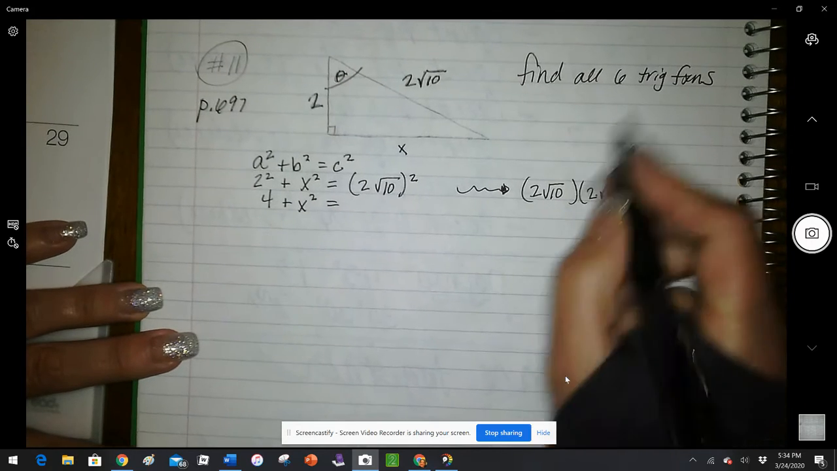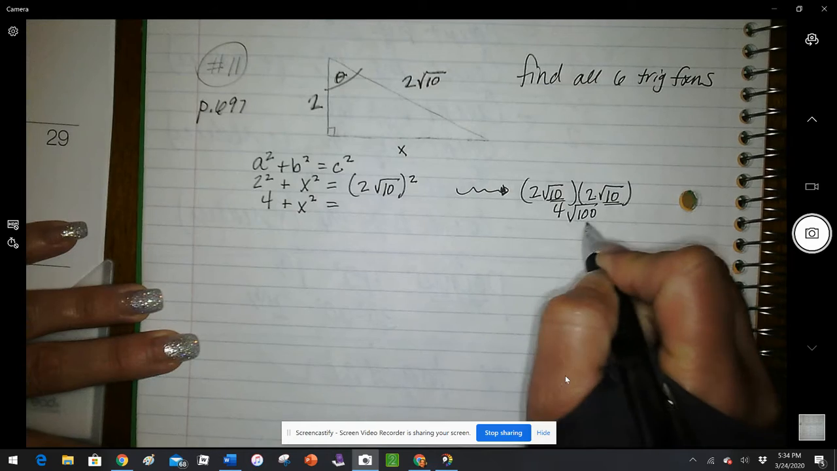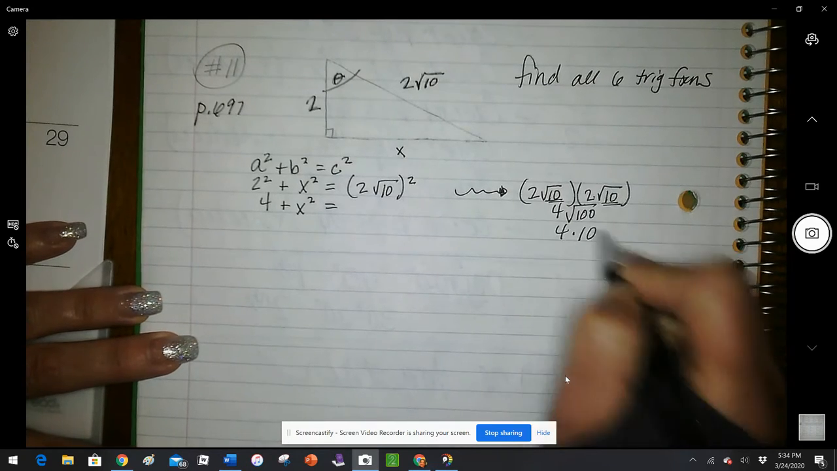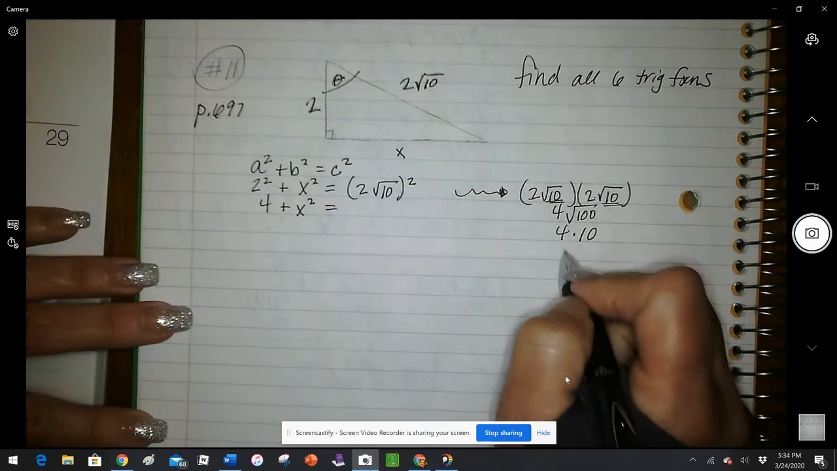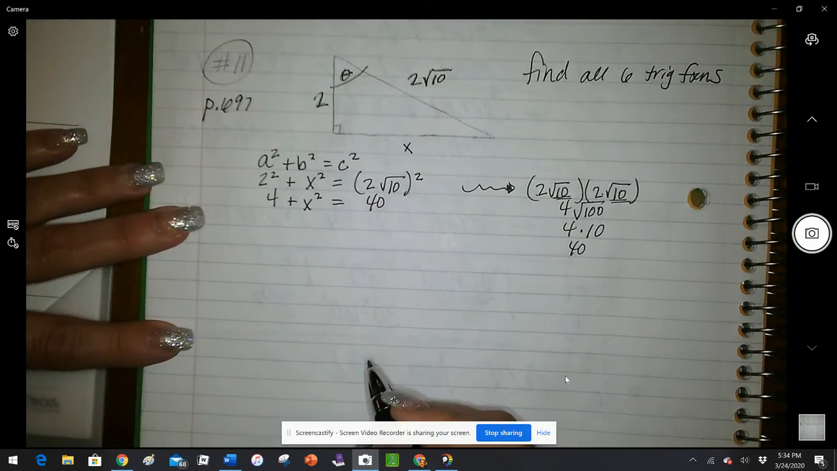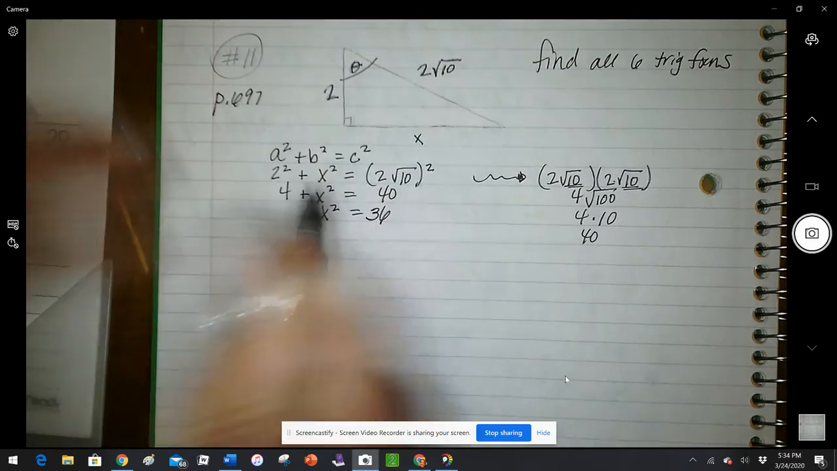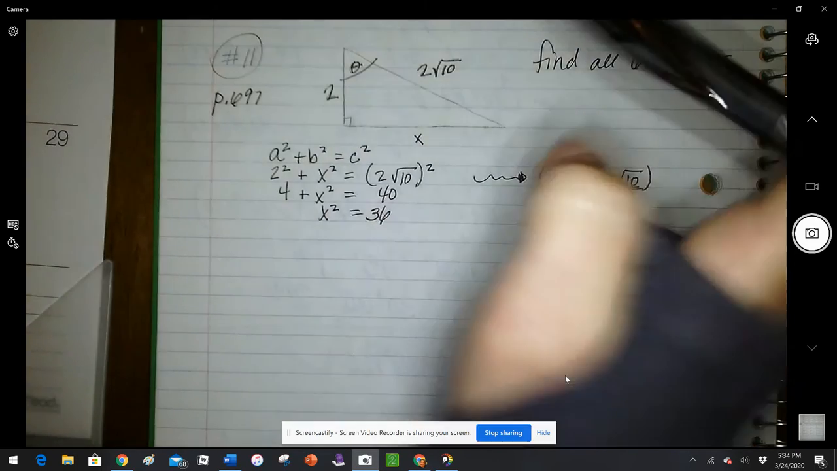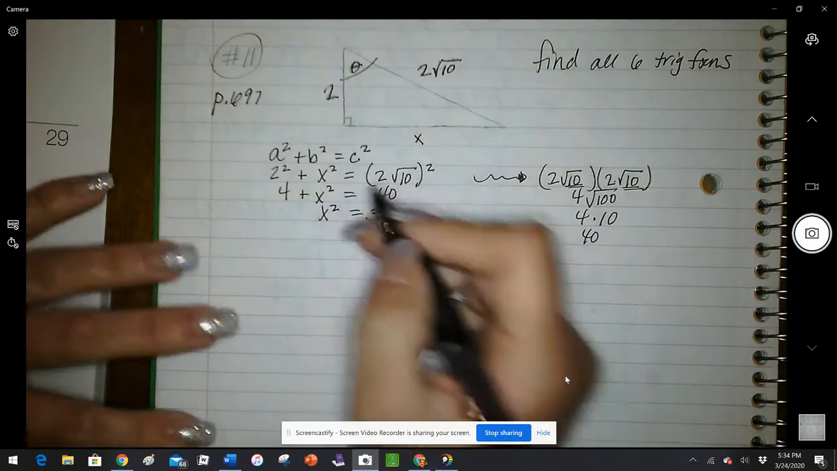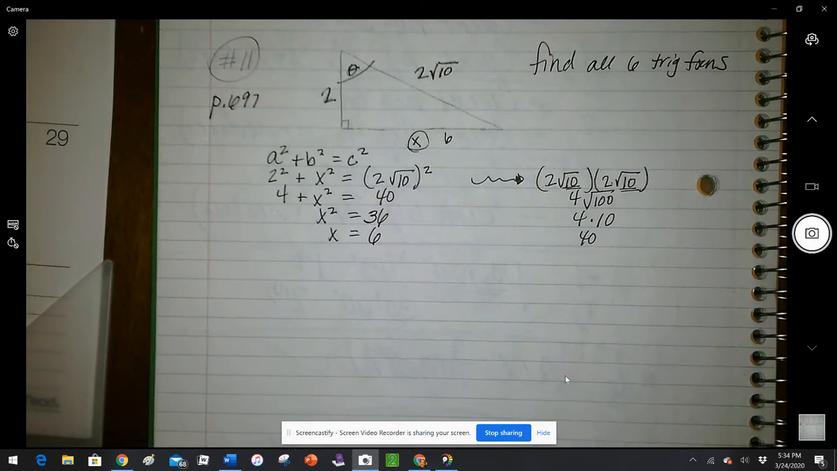So 2 times 2 is 4. Root 10 times root 10 is the square root of 100, which is 10. And so 4 times 10 makes 40. Okay, so I'm just going to substitute a 40 in right there. All right, and then when I subtract, I end up with x squared equal to 36. And when I square root that, I get a 6. So I know that the length of this side right here is 6. Okay, so now I can go ahead and start finding all 6 trig functions.